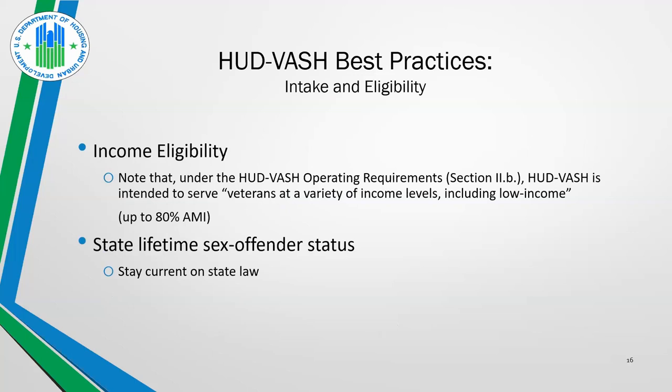Touch on a few other things to note in this best practices and HUD-VASH discussion. Another general practice we just want to note here is to make sure that you're not over-screening HUD-VASH veterans. As we know, HUD-VASH veterans are only subject to the two eligibility criteria at the PHA, and that's the income eligibility and the lifetime sex offender status. So this is just a reminder that HUD-VASH income eligibility does go up to and include low income veterans, so those up to 80% of AMI. And just also wanted to note that because the lifetime sex offender designations are based on state law, it's just generally good practice to stay up to date on any changes to those laws.